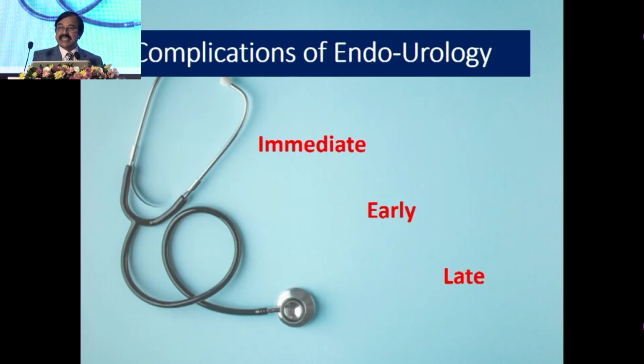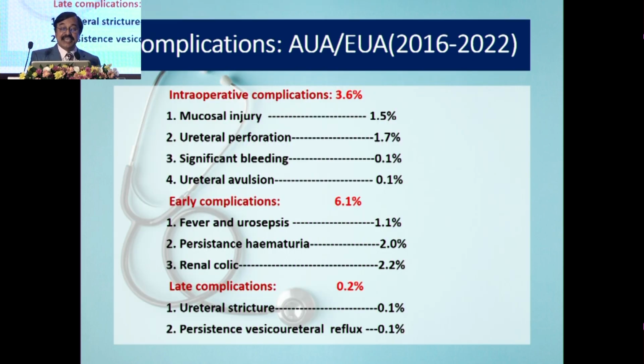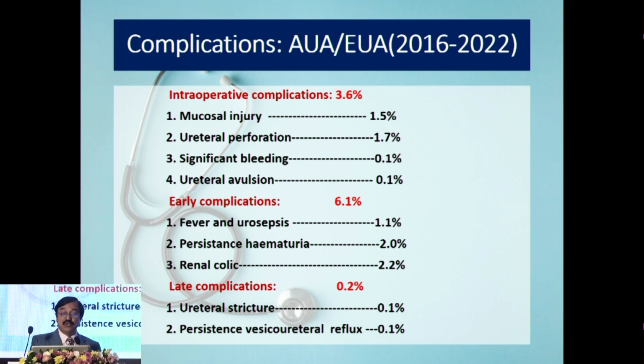Complications may be divided into immediate, early, and late. According to AUA and EUA, 2016-2022, intraoperative complications were 3.6%. Among these: mucosal injury, ureteral perforation, significant bleeding, ureteral avulsion. Early complications, 6.1%: fever and urosepsis, persistent hematuria, renal colic. Late complications: ureteral strictures, persistent vesico-ureteric reflux.